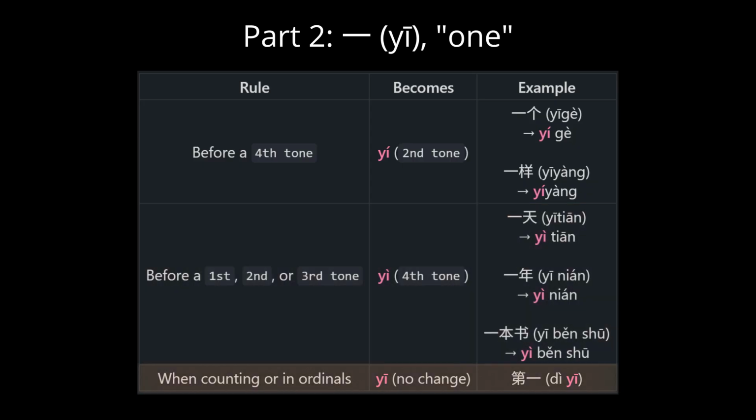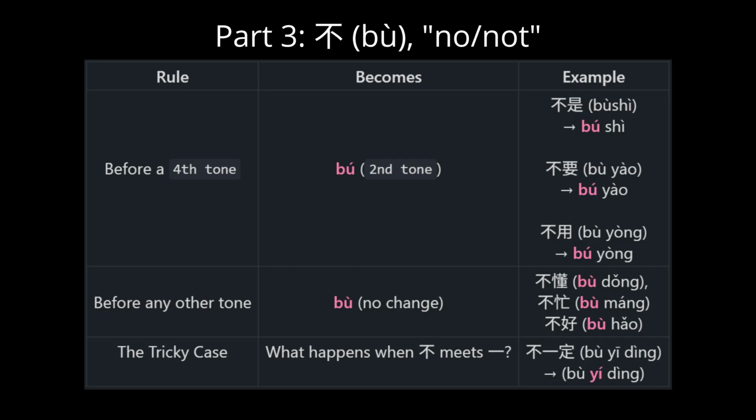It only keeps its original first tone when you're counting, listing it, or using it as an ordinal number. For example, counting yi, er, san, or with the ordinal number di yi, meaning the first. Finally, let's look at the word for no or not, bu.